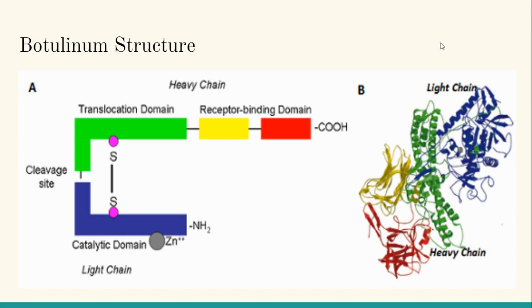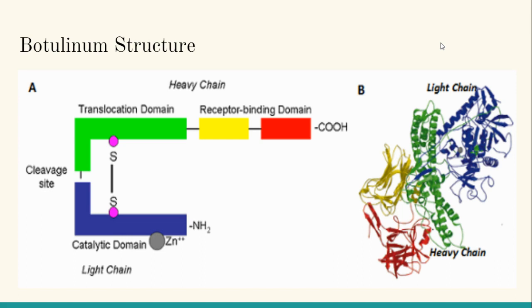Clostridium botulinum produces seven antigenically distinguishable varieties of botulinum toxin, labeled A through G, but only A, B, E, and F are responsible for botulism disease seen in humans and other vertebrates. So that's all we're going to be concerned with in terms of virulence.